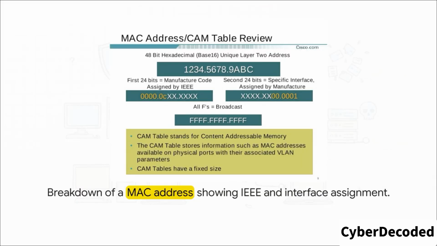Before we see how bad actors exploit the switch's internal memory, we need to quickly dissect a MAC address. A MAC address is a 48-bit hexadecimal universally unique Layer 2 address. The first 24 bits are the organizationally unique identifier, the manufacturer code assigned by the IEEE, telling us if it's a Cisco, an Apple, or a Dell device. The second 24 bits are assigned specifically to that exact physical interface. It's totally unique to the hardware. And as we know, the switch relies on this 48-bit string to build its entire CAM table.